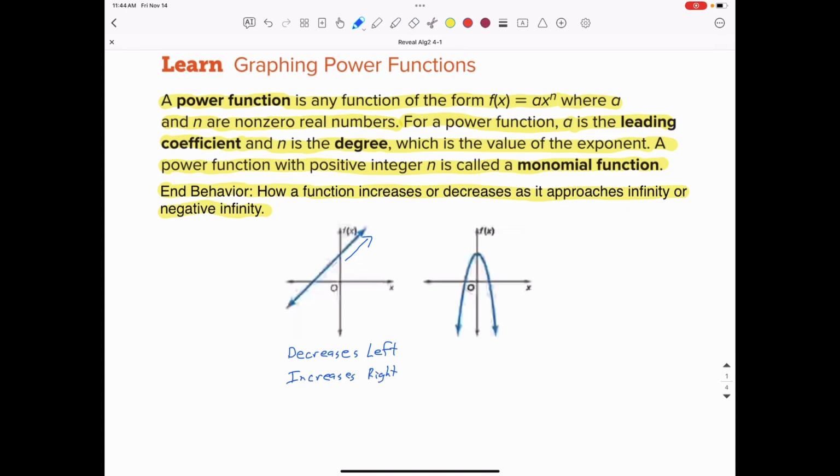Looking at the graph on the right, we have a parabola, and notice the parabola is going downward on both the left side and the right side, this being the left side and this being the right side. So that means that this graph is decreasing, since it's going downward, both left and right. So it decreases both left and right. This is how we would describe the end behavior.